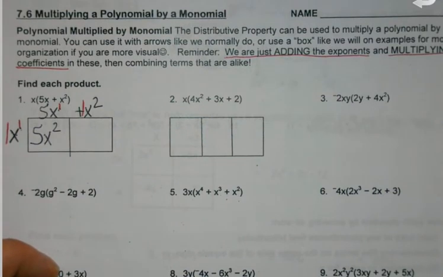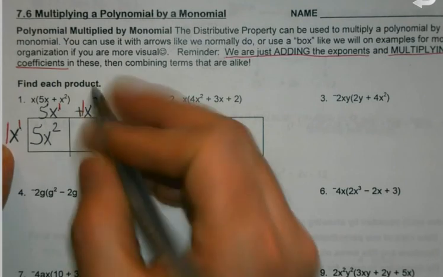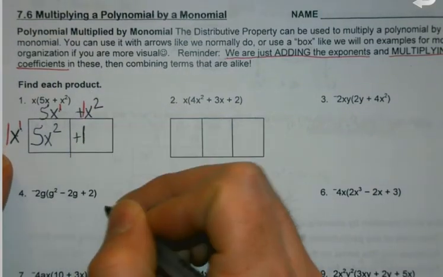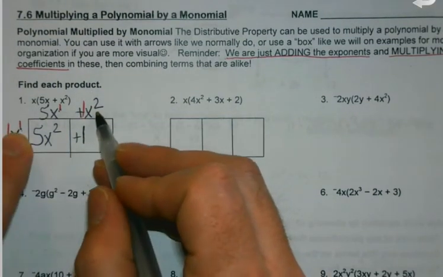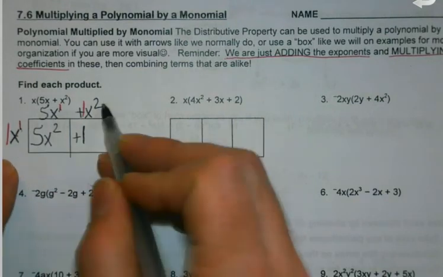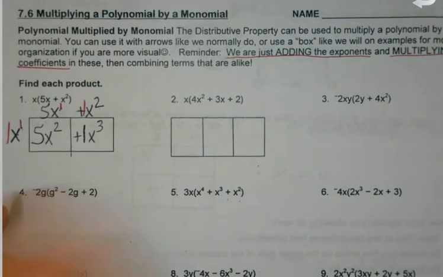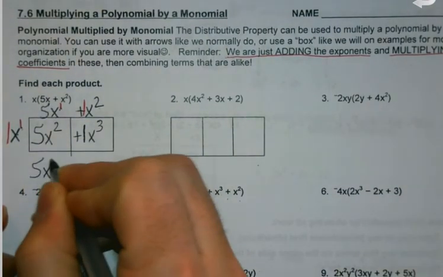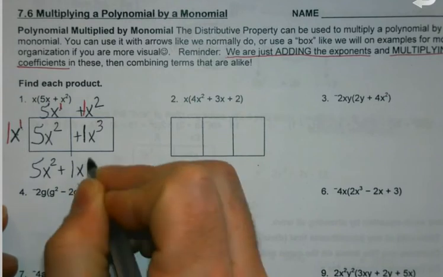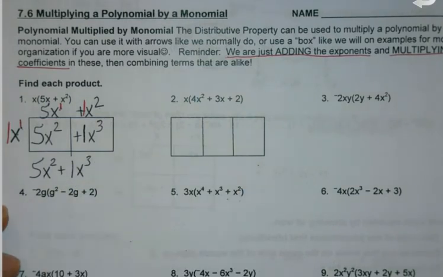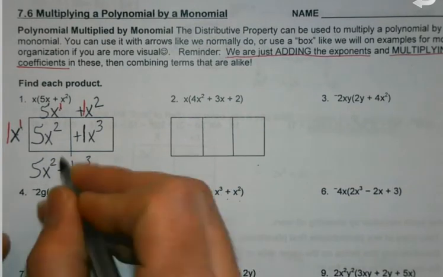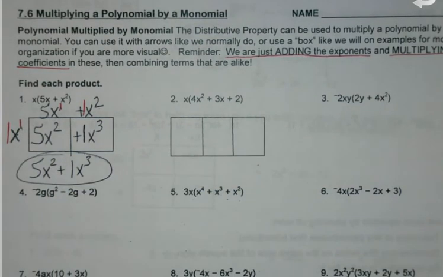Right. The number in front, we still just multiply. So here, 1 times 1 is 1. But then when I get to the x's, add the exponents. 1 plus 2 is 3. Now, here's the question. Can I combine these and call it like 6x to the 5th? No. Different exponents, there's no like terms to combine. That problem's done.